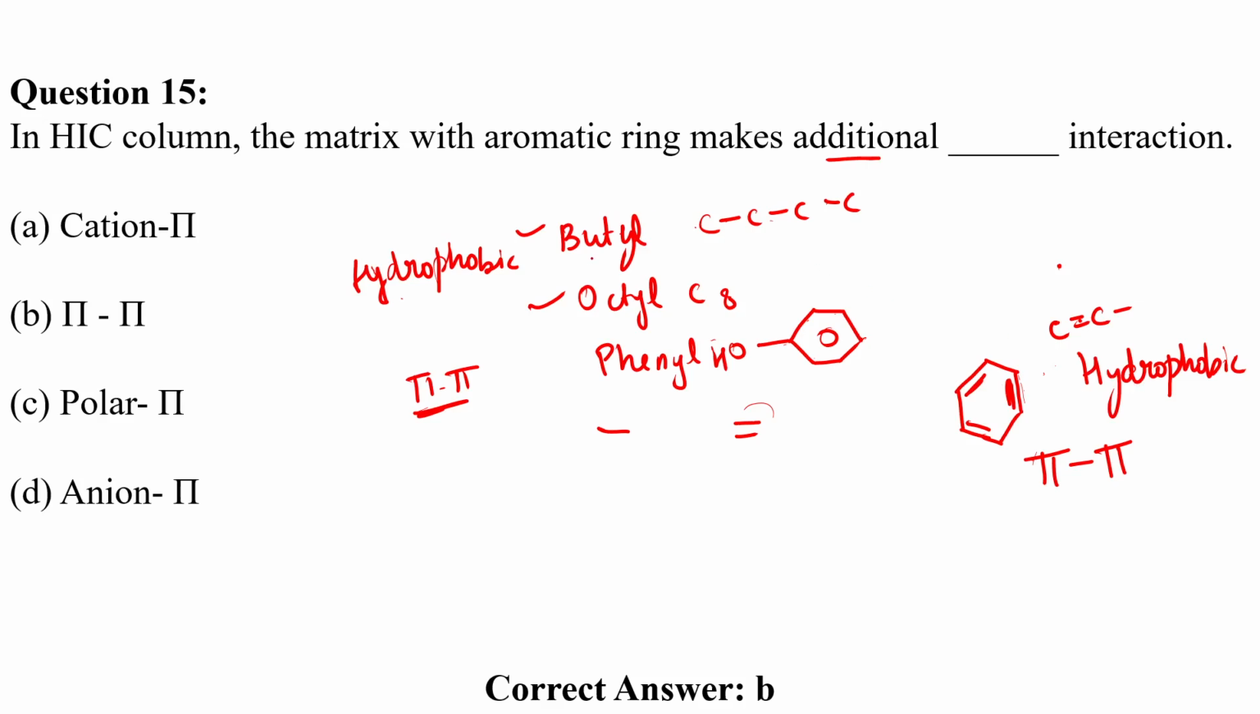Hydrophobic interaction will be there in the alkyl chain also, where there is no aromatic ring, only carbon chain is present. This is also hydrophobic, this is also hydrophobic. Okay, but this does not have any double bond, so there won't be any pi interaction, only hydrophobic interaction will be there. But there is a pi interaction happening along with the hydrophobic interaction, which makes the aromatic ring containing matrix a stronger binding matrix than the alkyl chain matrix.